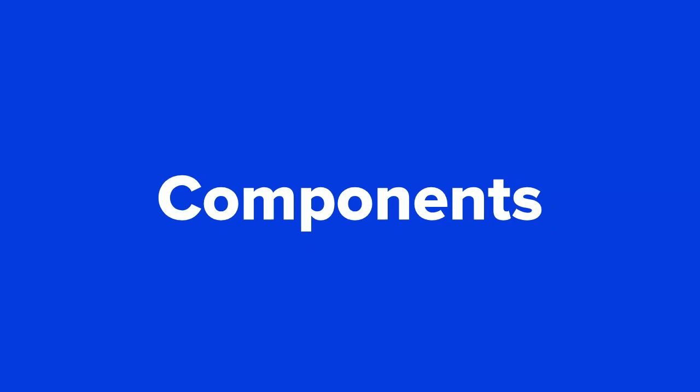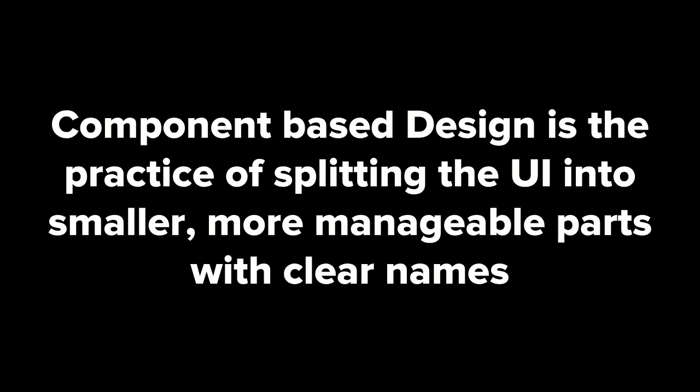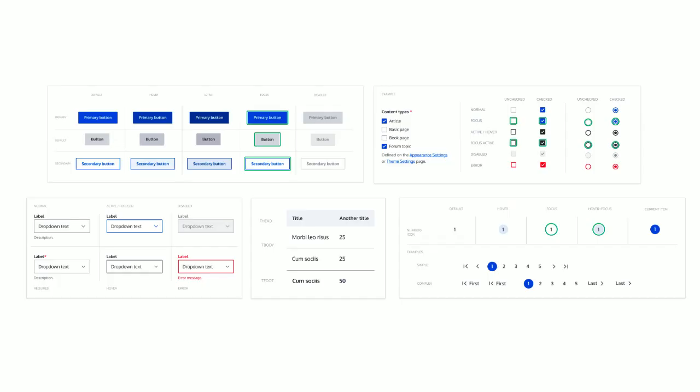Anyway, so components. What are design components? Components, basically in the design system, are a practice of splitting the user interface into smaller, more manageable parts with clear names. So this is an example of some components. You can see some buttons there. There will be even more buttons later, so we'll get the full view on everything you can imagine a button could look like. We're trying to take apart the whole administration UI and put it together again with components.